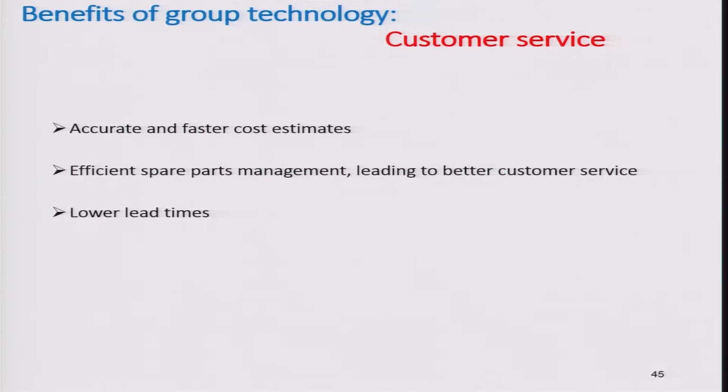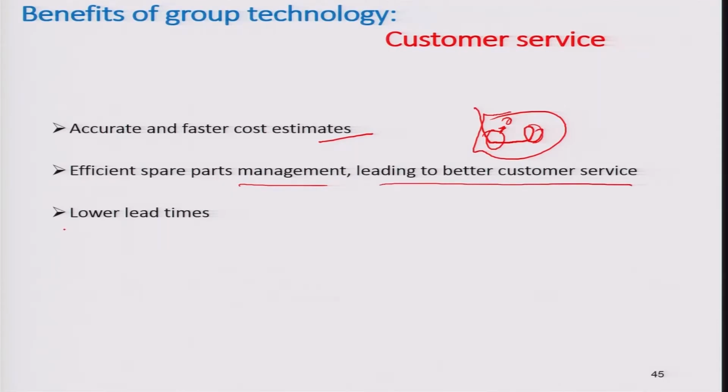Customer service: accurate and faster cost estimates. You can estimate the cost of your product very efficiently because you have planned everything for it. You have a well-stabilized process layout, so you know the lead time, how many workers will be required, and each machine's efficiency and production rate. Including all those factors, you can estimate your cost in a better way. Efficient spare part management leads to better customer service and lower lead times. These are the benefits of group technology.